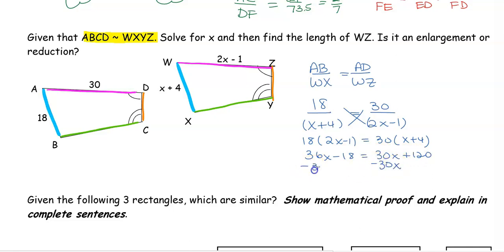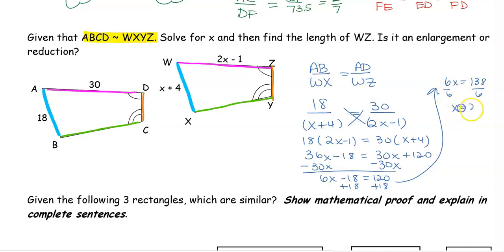We're moving that entire term over, so we subtract. 6x minus 18 equals 120. We add 18. That gives us 6x equals 138, divided by 6. And we find that x is going to be equal to 23. Now we have to determine the second part. Is it an enlargement or a reduction?